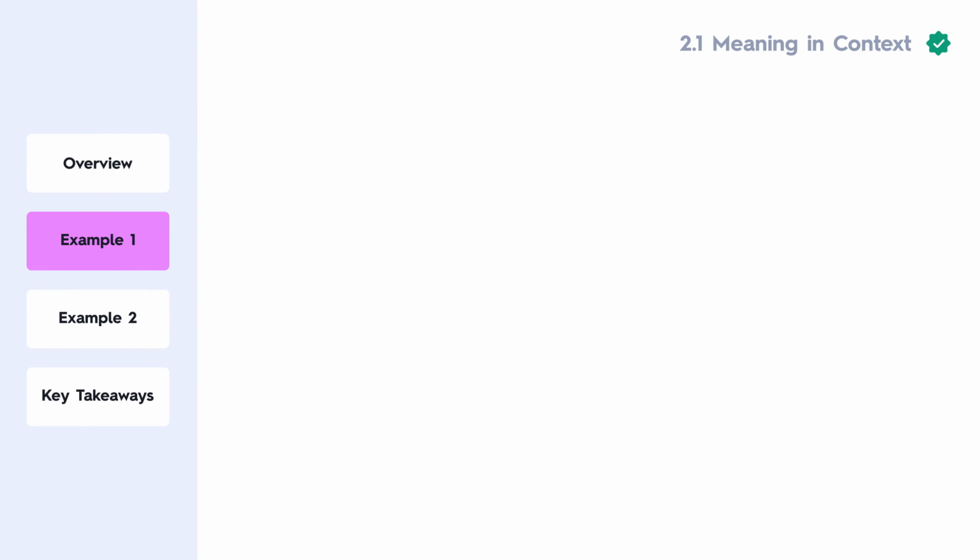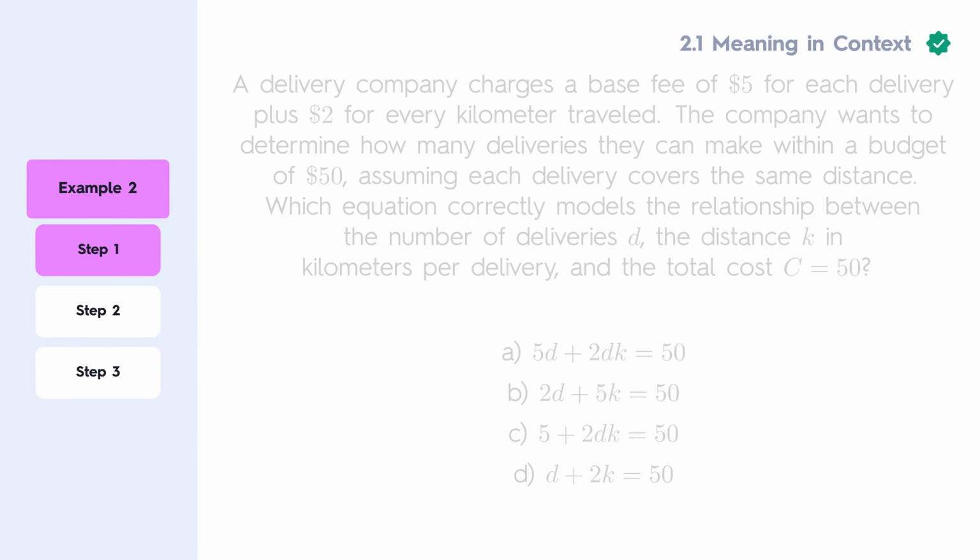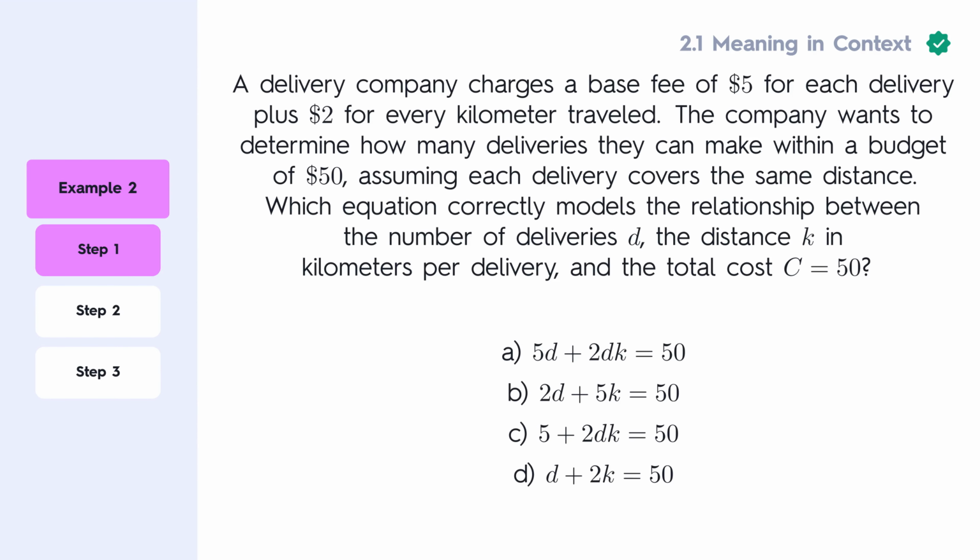Let's look at another example. A delivery company charges a base fee of $5 for each delivery plus $2 for every kilometer traveled. The company wants to determine how many deliveries they can make within a budget of $50, assuming each delivery covers the same distance. Which equation correctly models the relationship between the number of deliveries, the distance in kilometers per delivery, and the total cost? Let's break down the key information from this problem.